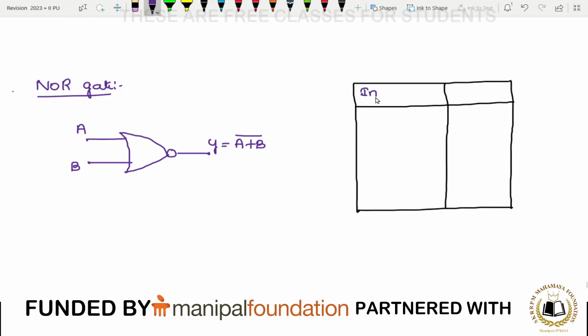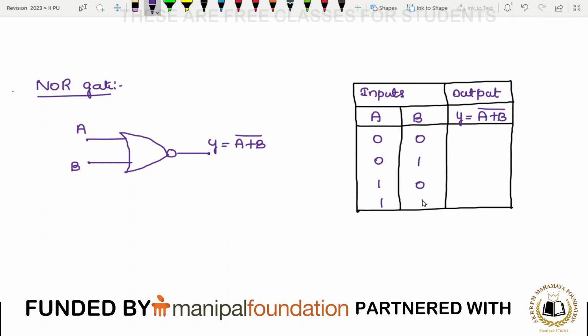Inputs, and here is the output. Inputs A and B. So Y becomes what here? A plus B bar. So 0, 0, 0, 1, 1, 0, 1, 1.